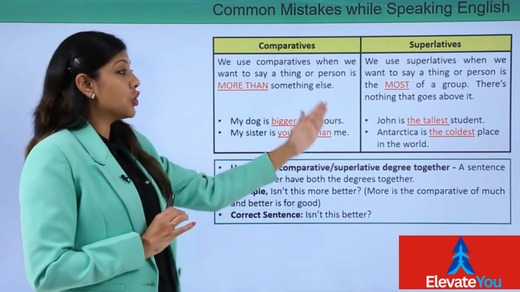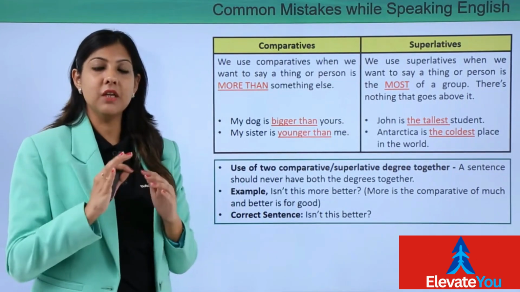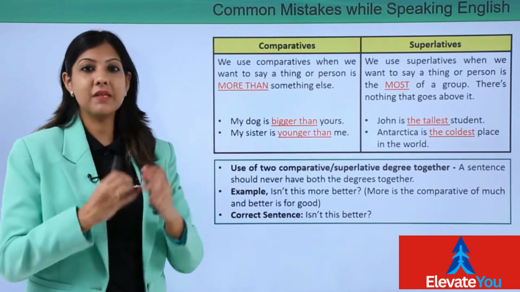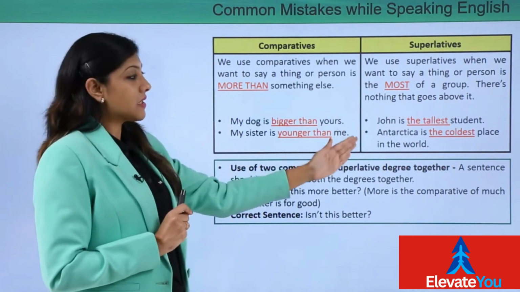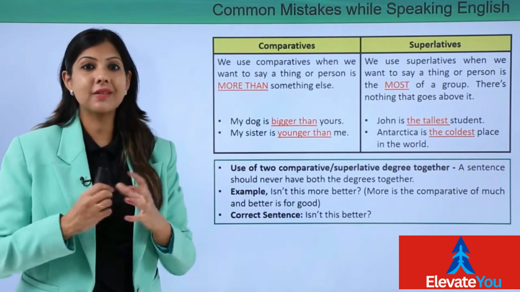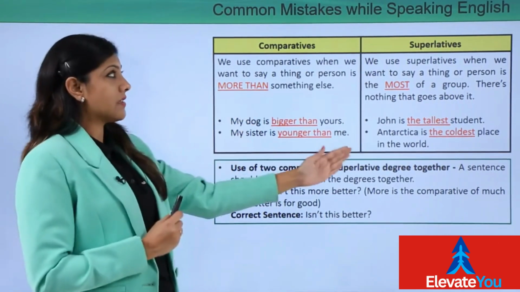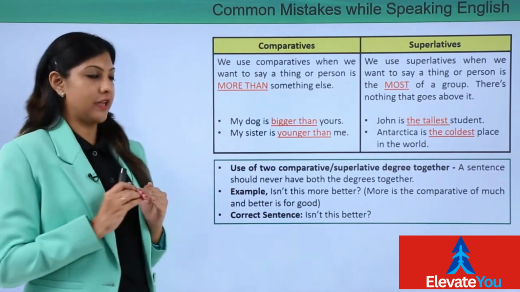For example, John is the tallest student, which means there is nobody taller than him. So I'm not comparing John with anybody because he is the tallest in the class. Second example is Antarctica is the coldest place in the world. So there is nothing colder than Antarctica. That's how we are saying that superlative, we are not comparing, it is the most of that particular thing.